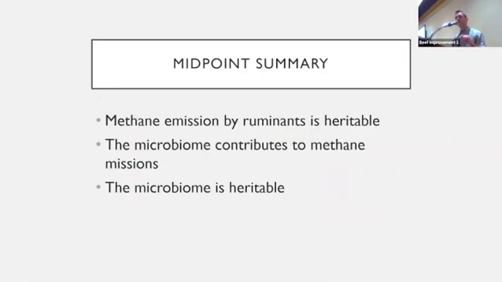So if I check in for a minute with a summary: methane emission by ruminants is heritable, and we've heard about that for the past couple of days. We can argue whether the estimate is 15% or 25%, but that's all nuance. It's heritable. The microbiome contributes to methane emissions, and that makes sense, right? I'm not a rumen microbiologist at all, but I know there are these things called methanogens, so it's reasonable to say that the microbiome contributes to differences in enteric methane production. And lastly, the microbiome itself, here specifically the rumen microbiome, is at least under some degree of additive genetic control.